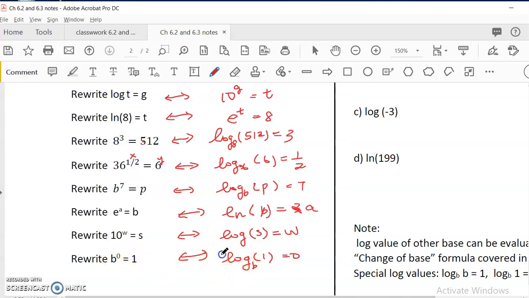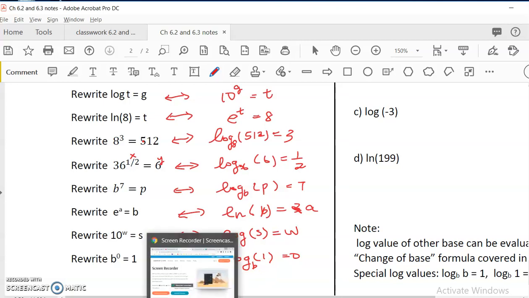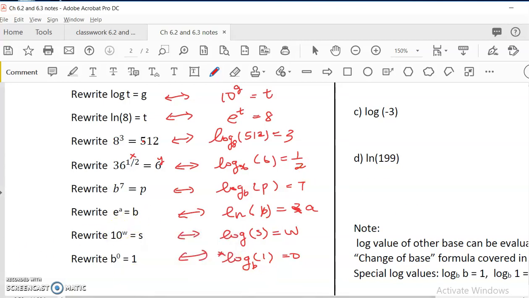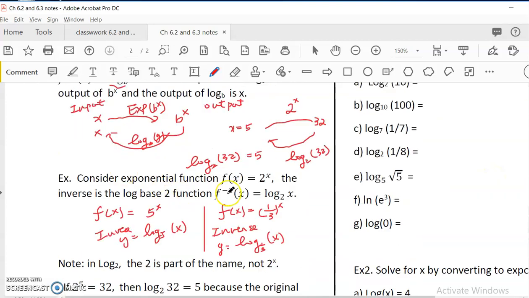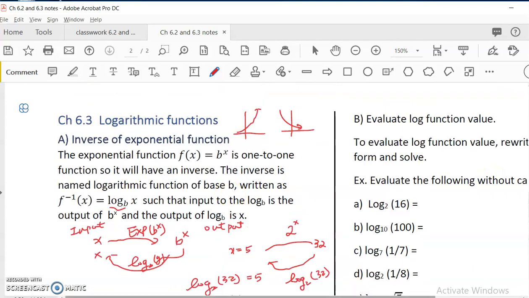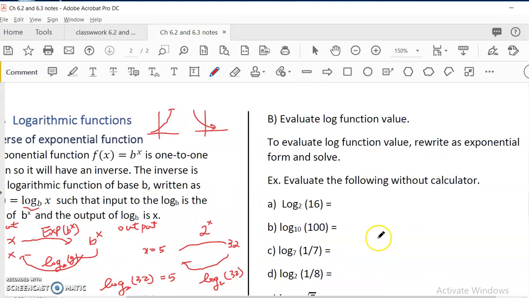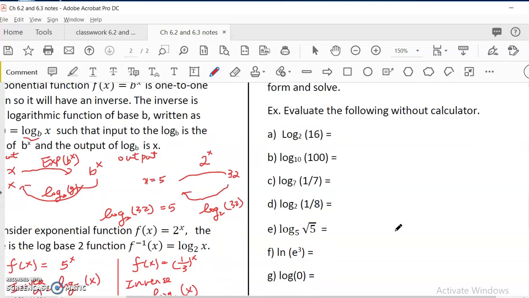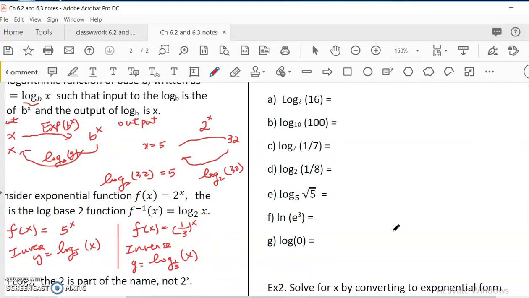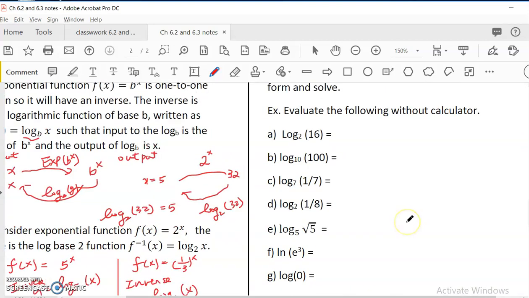So this is something that is good to know. Log base of 1 is equal to 0. So that is how we understand log. Log is the inverse of exponent, and you can use it to rewrite equations in log and exponent form, and you can also use it to evaluate exponents and evaluate logs.